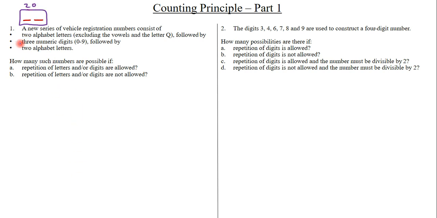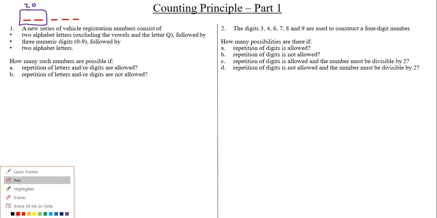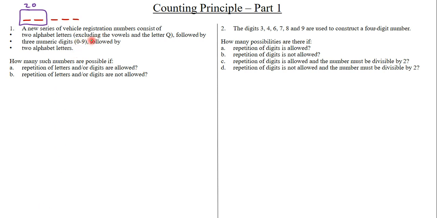The second part says that after these two parts, the series must have three numeric digits, so we have three spaces of numeric digits. We're choosing from digit 0 up until digit 9, so the options for each of those spaces will be 10. So it's going to be 20 for this space, 20 for that space, but 10 for the first digit space, another 10 here, and another 10 there.